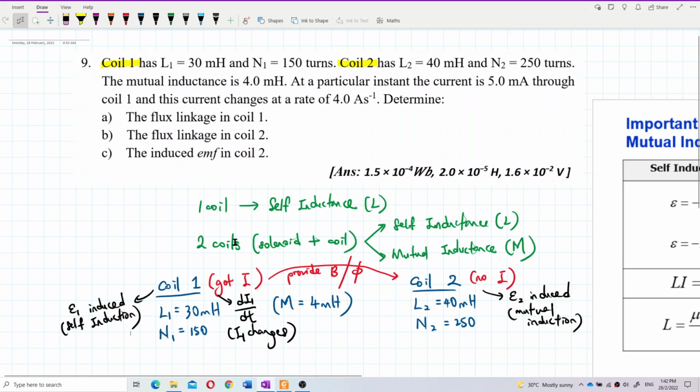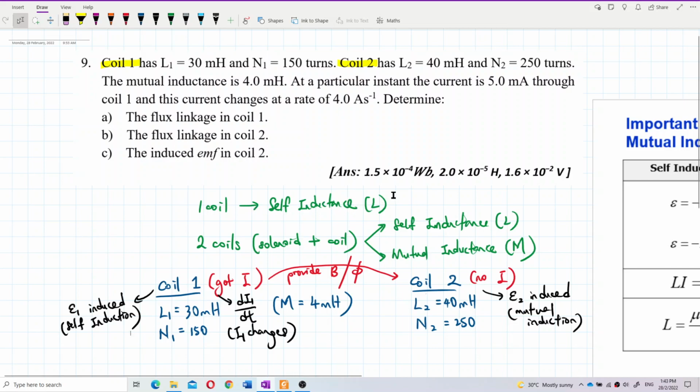That's why if we have two coils, we can discuss both. We can discuss self-induction in the coil's own coil. We can also discuss mutual induction in the neighboring coil. So if there are two coils, we can ask both: self-induction and mutual induction. But if the question only gives one coil, then it's only self-induction.